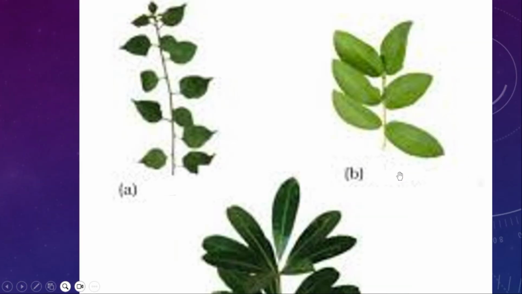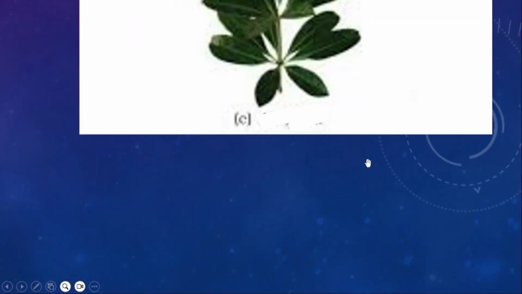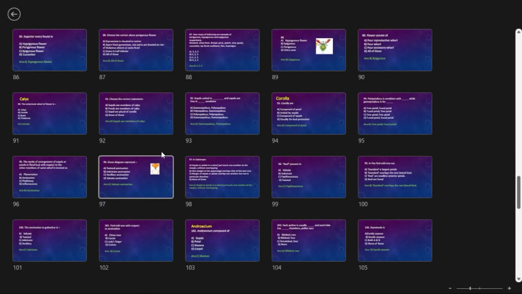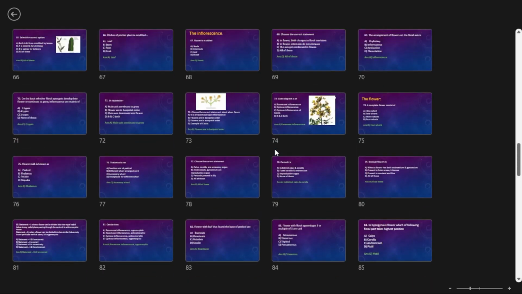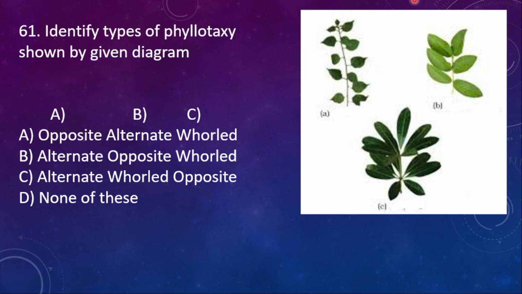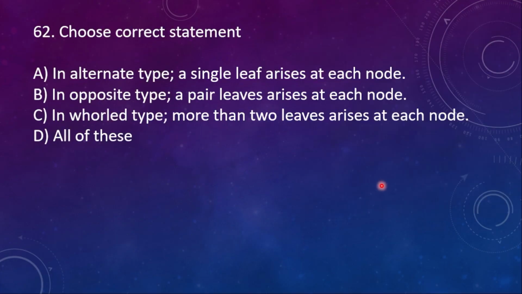Alternate. When it comes to this, for each node there will be two leaves exactly opposite, isn't it? And for here, for one node there are many leaves, not only two, there are many leaves. So that one is said to be what? Whorled. So A is alternate, B is opposite, and C is whorled. So the correct option is B.